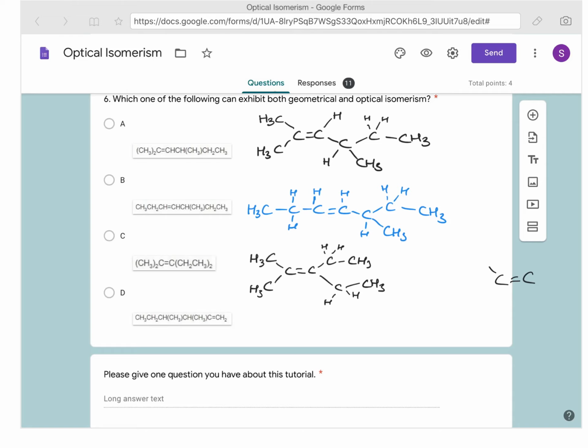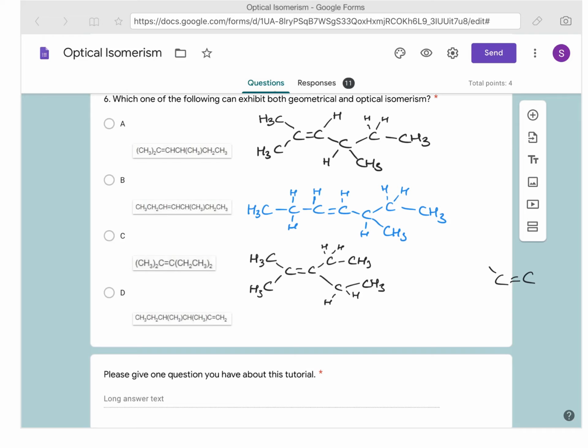But if we use that as a rule for now, then we can discount some of these straight away. So we're going to start with the geometrical and have a look for that. Let's look at where the double bond is and determine whether or not these can exhibit geometrical isomerism. Well, the top one has a methyl group and a methyl group, so that can't exhibit geometrical isomerism. So straight away, we can say that that's not the answer, because it doesn't matter whether it exhibits optical isomerism or not. It doesn't exhibit geometrical isomerism.